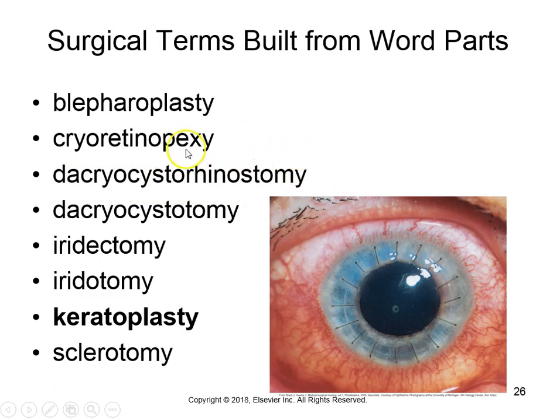Dacryocystorhinostomy. As I mentioned before, the tear duct connects down to the nasal passage, and that's where the drainage occurs. So if there's a blockage in that drainage system, then we need to create an artificial opening. Or thinking about expanding the current drainage tube so that it can drain. So that's why we have ostomy here.